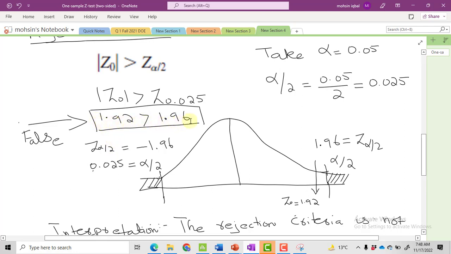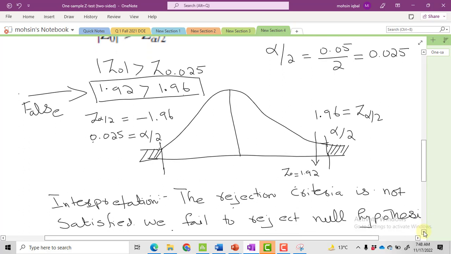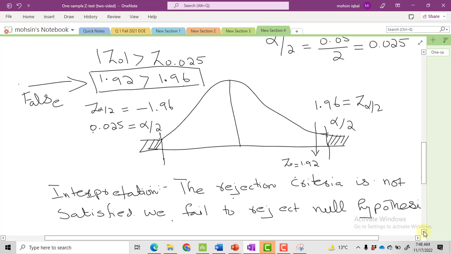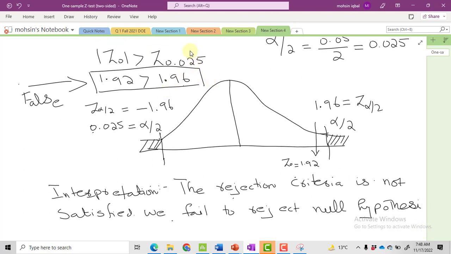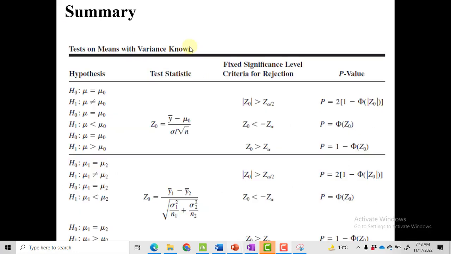1.92 isn't greater than 1.96. So the rejection criteria comes out to be false. Therefore, the criteria is not satisfied. We fail to reject our null hypothesis. Now we will talk about the computation of the p-value.